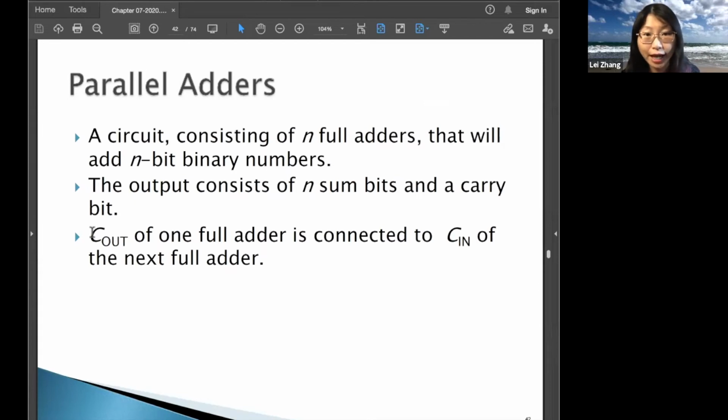Because with multiple bits, although I said 32-bit, that is the data value. For the carry in bit and carry out bit, they are always going to be only one bit. It doesn't mean that if we have a 32-bit data value plus another 32-bit data value, we will have a 32-bit carry in and a 32-bit carry out. That's not the case. For the carry in and carry out, it's only going to be one bit long.